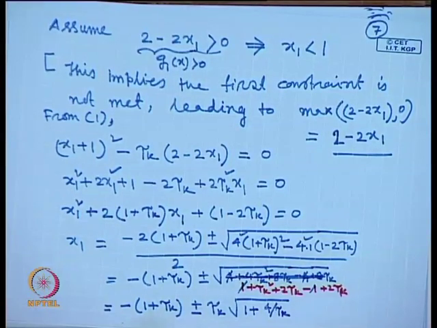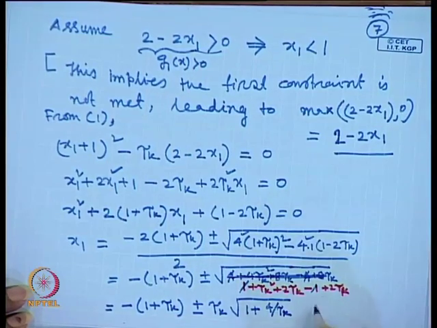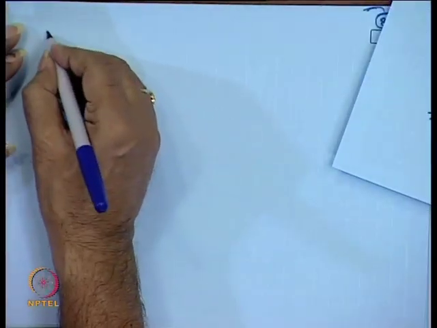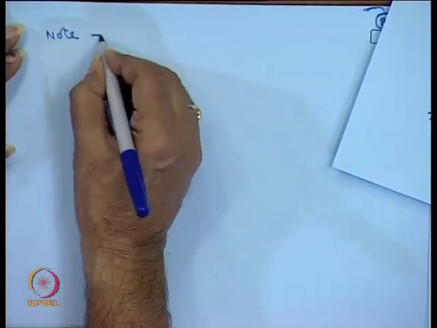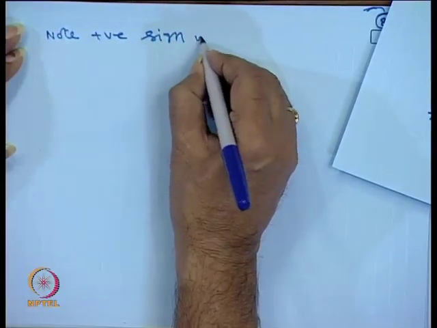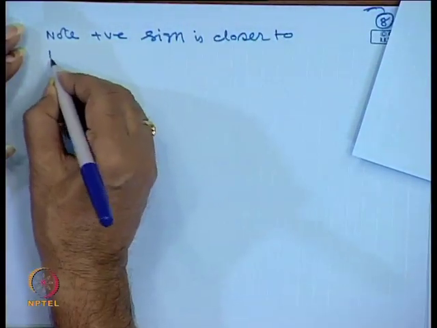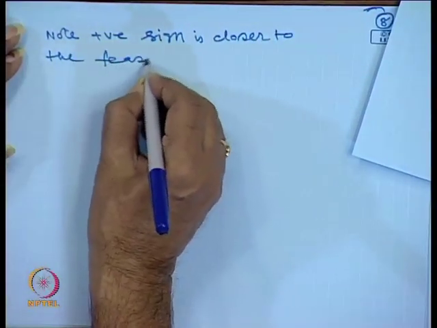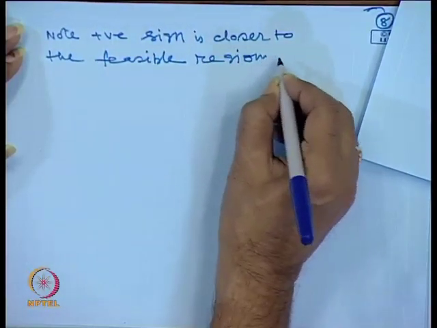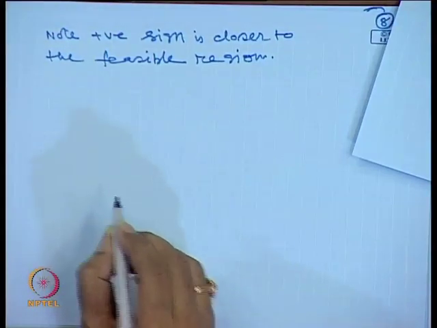Agree? Now, out of this plus minus sign, which one will we consider? Note the positive sign is closer to the feasible region rather than the negative sign. So, we will consider the positive sign in this case.